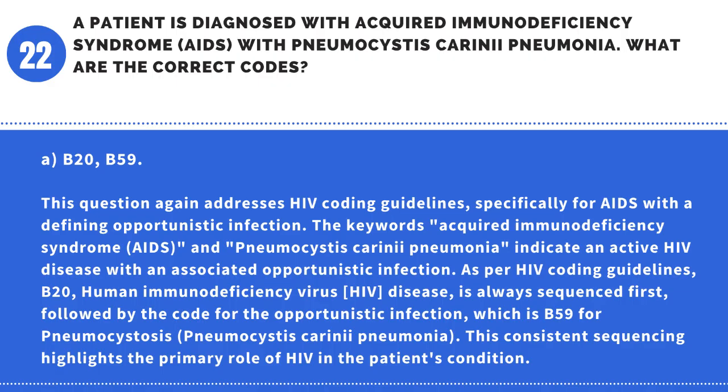The keywords acquired immunodeficiency syndrome, AIDS, and pneumocystis carinii pneumonia indicate an active HIV disease with an associated opportunistic infection. As per HIV coding guidelines, B20, human immunodeficiency virus HIV disease, is always sequenced first, followed by the code for the opportunistic infection, which is B59 for pneumocystosis, Pneumocystis carinii pneumonia. This consistent sequencing highlights the primary role of HIV in the patient's condition.